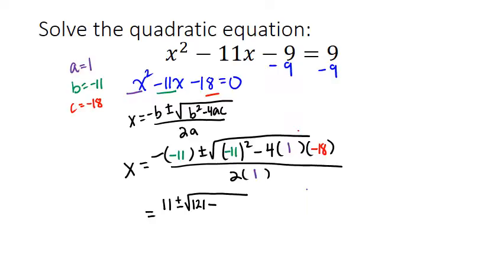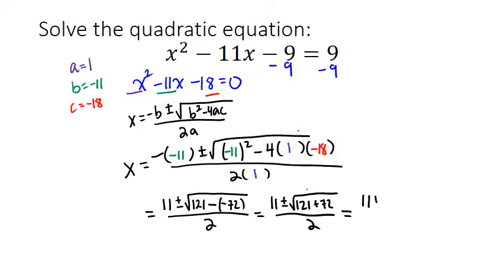4 times negative 18 is negative 72, all over 2. A negative 72 results in a positive, so we have 11 plus or minus the square root of 121 plus 72 over 2. So we have positive 11 plus or minus the square root of 193 over 2. Now the square root of 193 does not break down anymore. So that's our final answer.